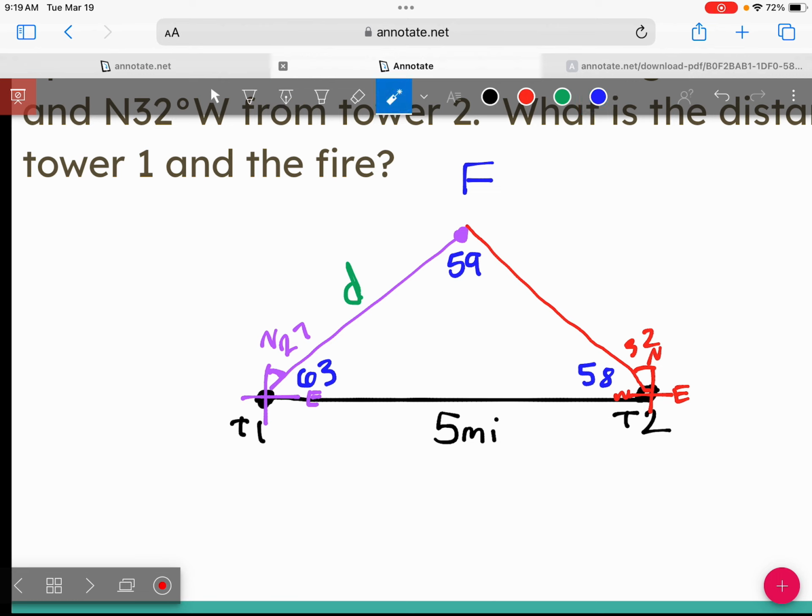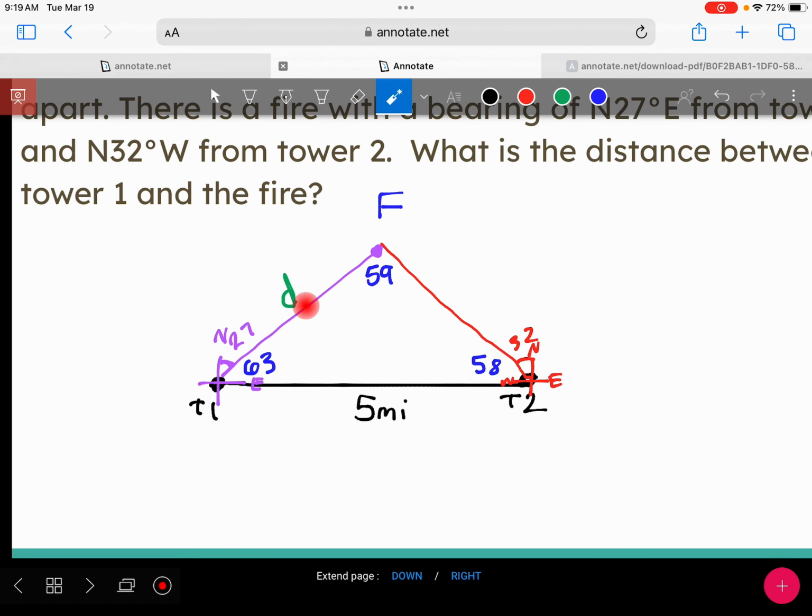We needed to get all the way to the F angle because I need to have at least one ratio that we know. And the only distance I know is between the 2 towers. So I needed this angle so I could use this ratio, because we want to find this distance, which means we're going to use our law of sines and set up our ratios. I'm going to use my 59 and my 5 miles, and I'm going to use my 58 and the distance that we want.